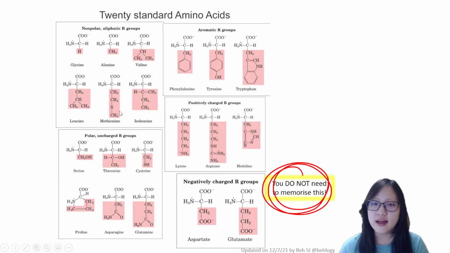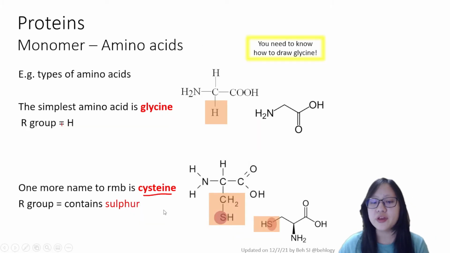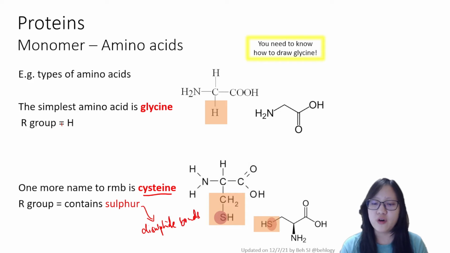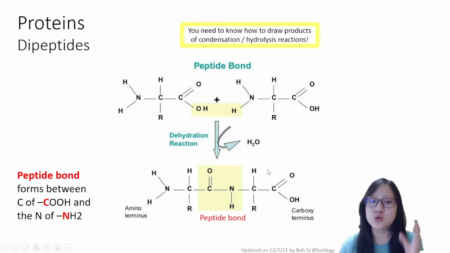Of course, there are some other amino acids that have sulfur as well, as you can see here, but cysteine is the most important one because it's involved in bonding. You will see later on something called disulfide bonds. Only cysteine is involved in making these disulfide bonds. Anyways, glycine and cysteine, the only two amino acids you need to know.